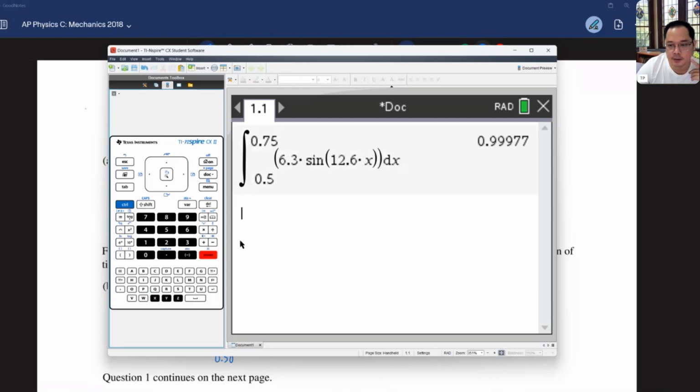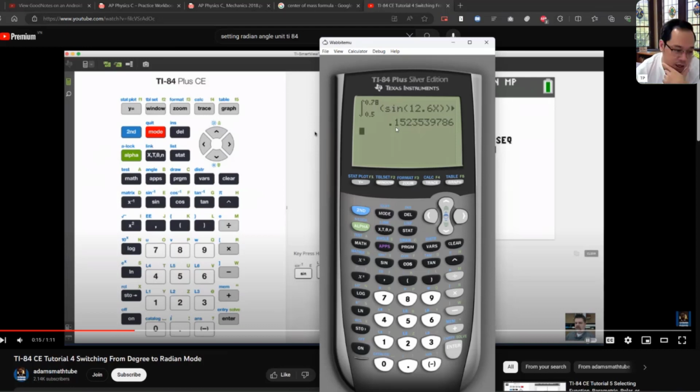That's it. And there's a different way. You can plot a graph and ask the calculator to calculate the area under that graph. And I want to plot the graph function. The function is 6.3 times the sine of 12.6x there. Enter, and then I plot the graph. And I would choose the window, set it from 0 to 0.75, only that. Maximum, minimum value, I don't know. Just plot that again. There.